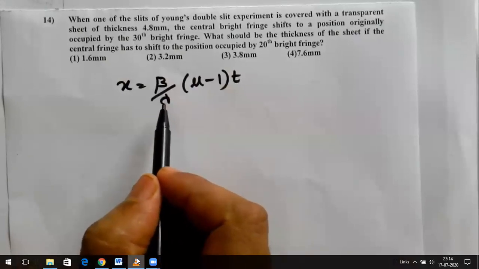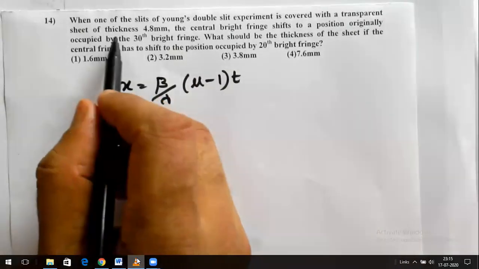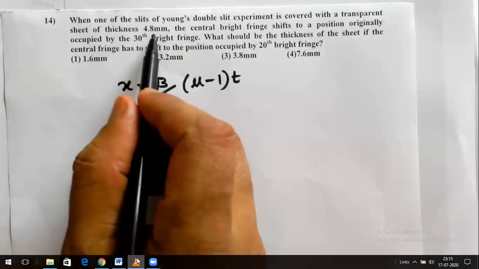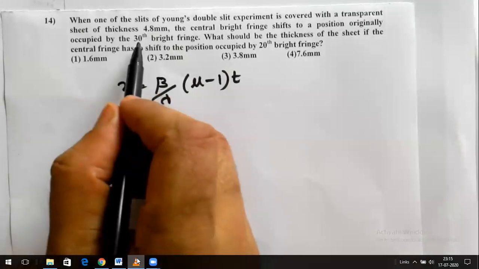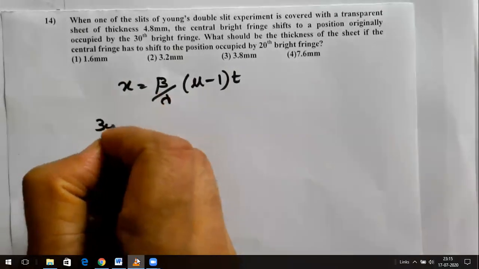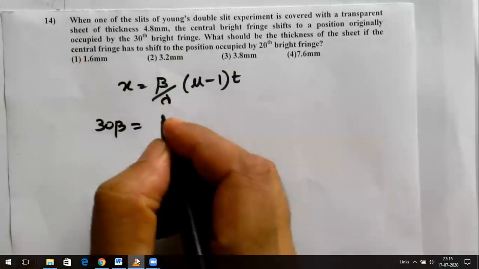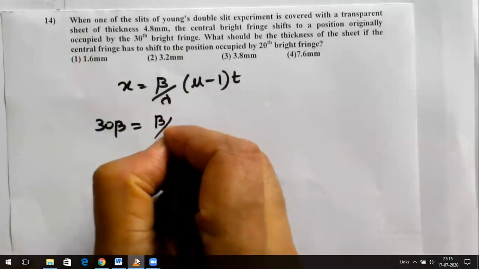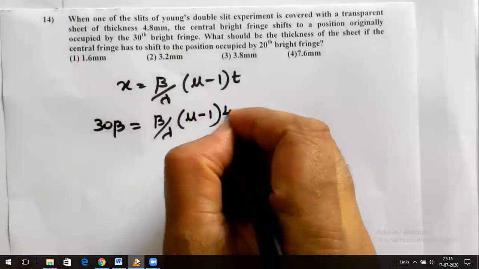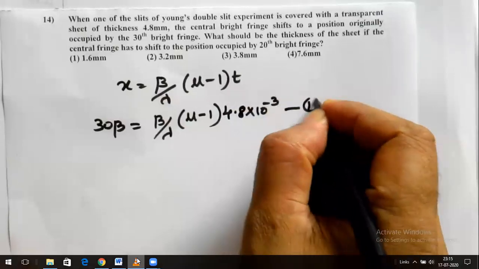Now, if you go on writing the values for the two cases given here, first of all, they are introducing a medium of thickness 4.8 millimeter. That makes the central fringe shift to the 30th bright fringe position. That means this x can be written as 30 beta, because the central fringe goes to the position of the 30th bright fringe. 30 beta is equal to beta by lambda into (mu minus 1) into thickness, 4.8 millimeter. I will take it as equation 1.